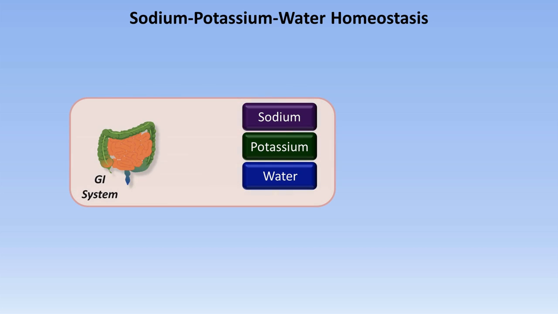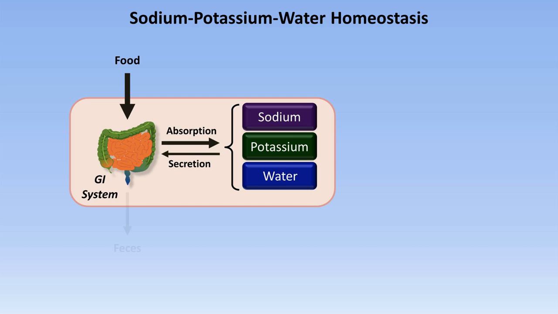First is the GI system. We take in these electrolytes and water and food. Some of this gets absorbed in the GI tract and some gets secreted. Whatever remains in the GI tract that either wasn't absorbed or was actively secreted is then expelled in the feces.